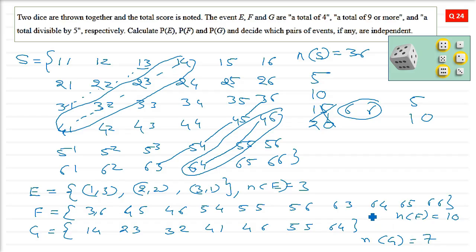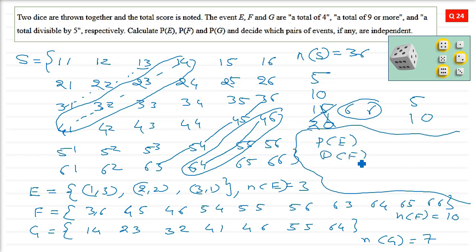This is just the beginning of the question. Now we are going to solve it. What is the probability of E? I am writing all of them because the denominator remains the same. The probability of F, the probability of G. What is the probability of E, F and G? The denominator remains the same because the sample space contains 36 elements. So all of them have 36 in the denominator.